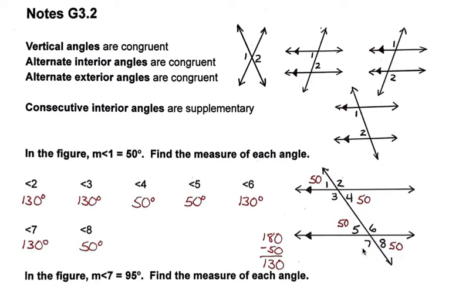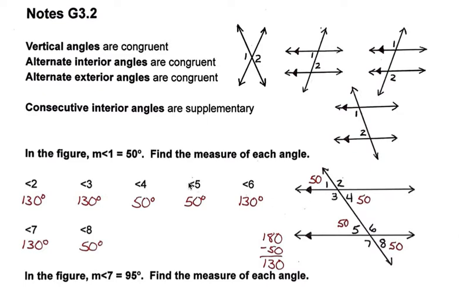Now, what are the other measures? Well, they're supplementary. Remember, the 2 angles next to each other, 1 and 2, are supplementary. So I take 180 minus 50 equals 130. Then I know that these angles marked are 130 degrees. Now, I did a bunch of them over here, and you can look at that, but I'm not going to go through every angle and where we found it.